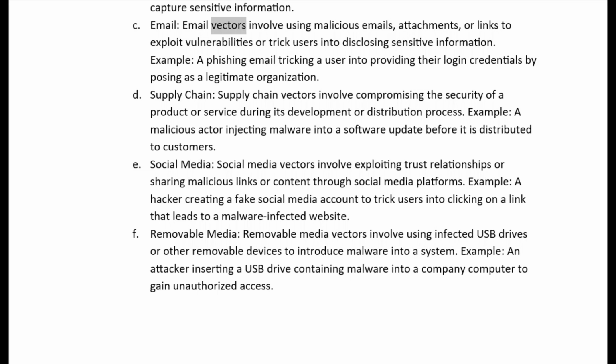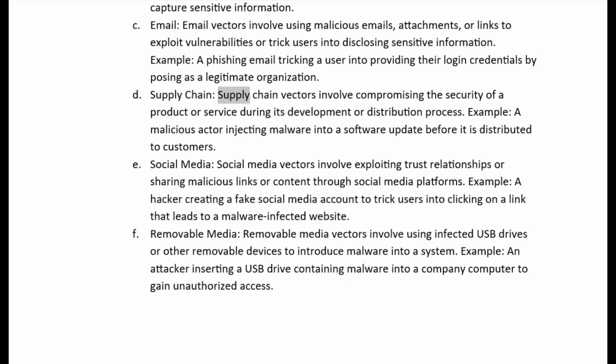Email vectors involve using malicious emails, attachments, or links to exploit vulnerabilities or trick users into disclosing sensitive information. Example: a phishing email tricking a user into providing their login credentials by posing as a legitimate organization.